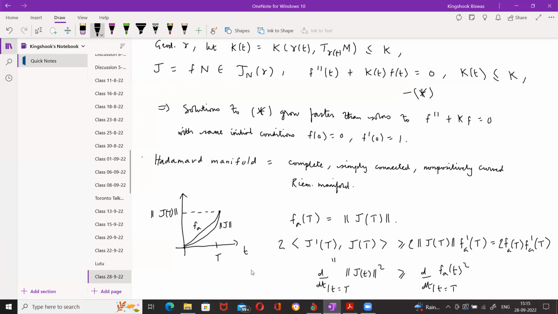Basically, the point is that this norm J will be more convex than the curve FA. So if they have the same values at the endpoints, then the slope of norm J will be greater than the slope of FA. That's what this second inequality is saying. Is it clear now? Yes. Okay. This slope is bigger than this slope. All right. So is this okay? Yeah. Okay.